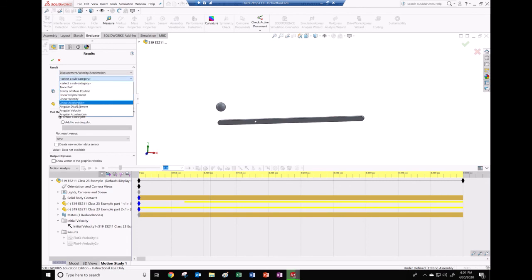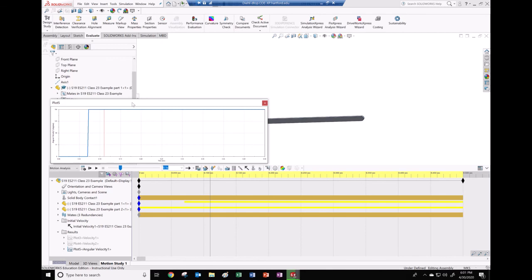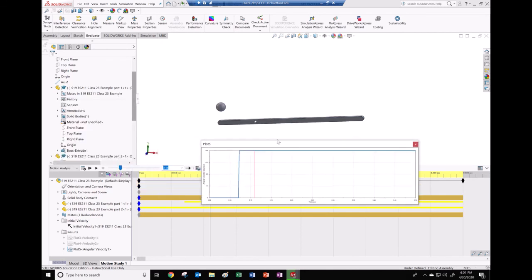Category, angular velocity, by the z component is the one we care about because it's about the z-axis. And let me take this whole face right there. All right, and so what it's doing now, it always shows this in degrees per second.